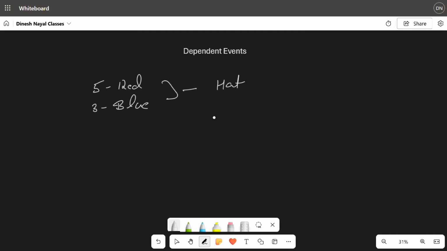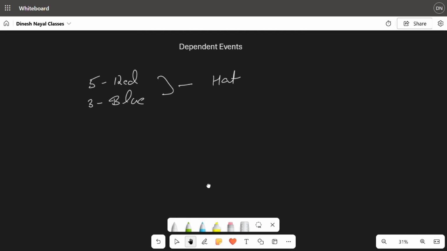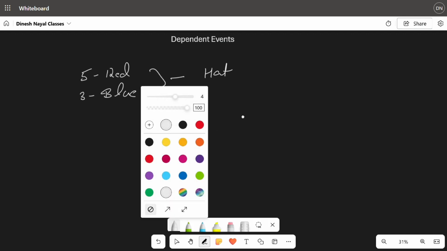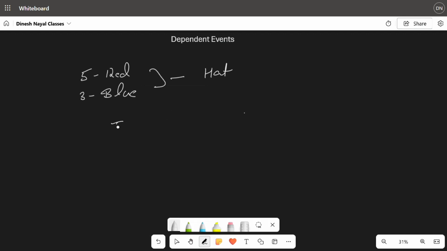Now you are getting a second ball. The second ball is then randomly selected. What is the chance that it is red? So see, the chance of this being red depends on what the color of the first ball was. Suppose the first ball was red, so what will the probability of getting a second red ball be?